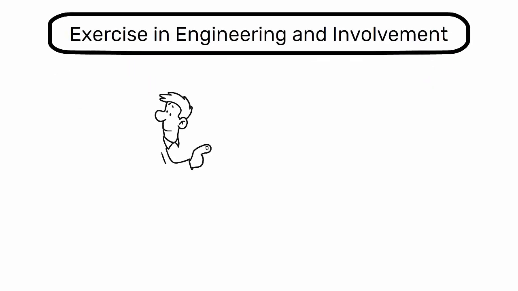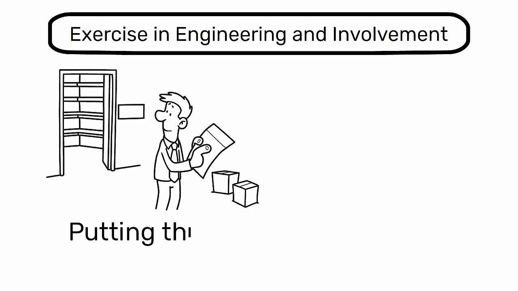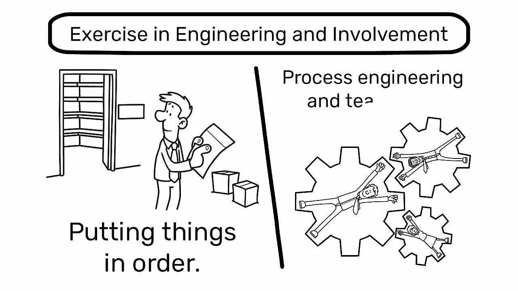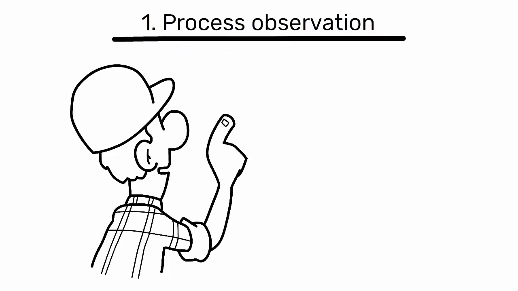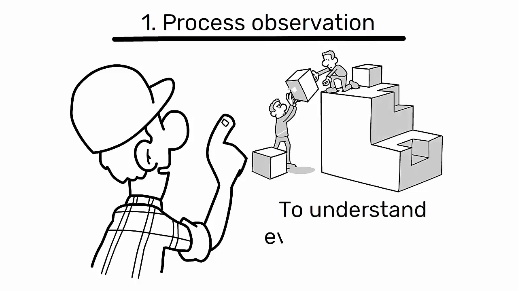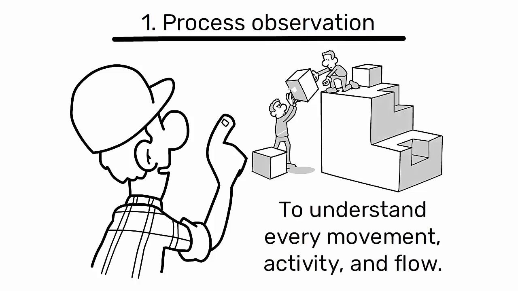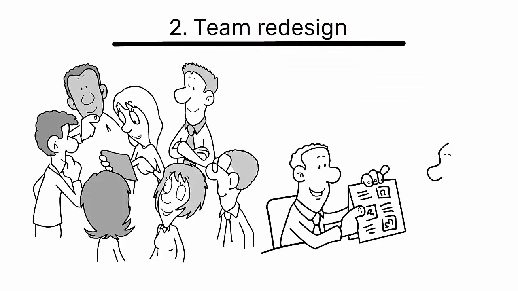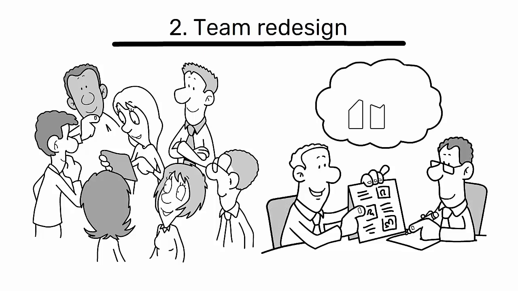This advanced approach goes well beyond simply putting things in order. It's an exercise that combines process engineering and teamwork. Here are the main steps. 1. Process observation. Carefully study how the team operates to understand every movement, activity, and flow. 2. Team redesign. Involve the work group in a co-creation process, designing new arrangements that bring real improvements.